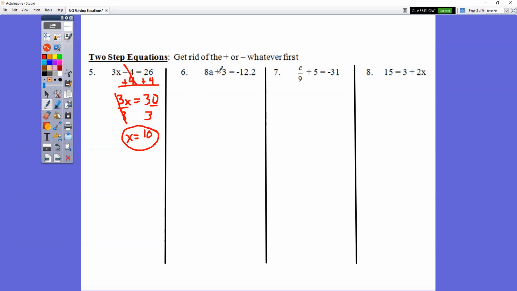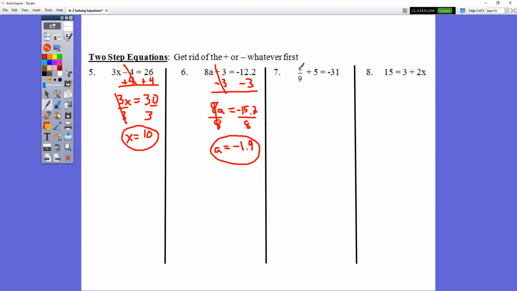In number 6, this time we have a plus 3. We get rid of a plus 3 by doing minus 3 and minus 3. Always get rid of the plus whatever or minus whatever first. So bring down our 8a, bring down our equal sign. So negative 12.2 minus 3 is negative 15.2. Divide by 8, divide by 8. You are going to get some decimal answers today. You get a equals negative 1.9.